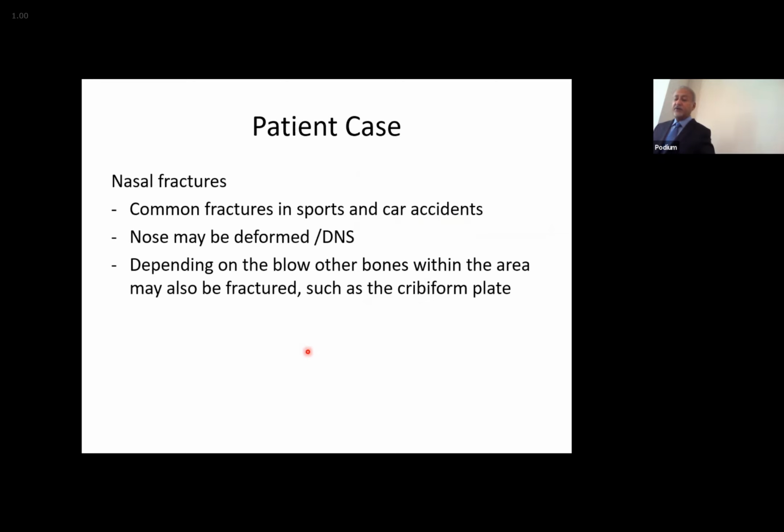Now we talked about the nasal fractures, and the nasal bones are commonly fractured in sports and car accidents. Okay, and the nose may be deformed after that, and as Mona mentioned before, DNS, which is deviated nasal septum, it will be tilted to one or the other side. Okay, now if the blow is hard enough, not only fracturing the nasal bone, it can also damage the bones from inside.